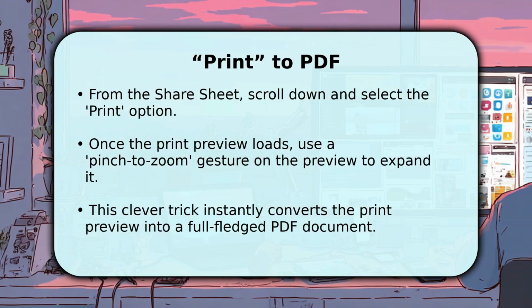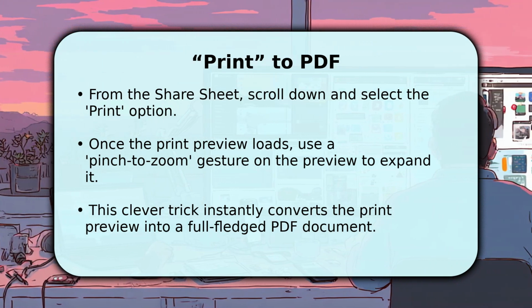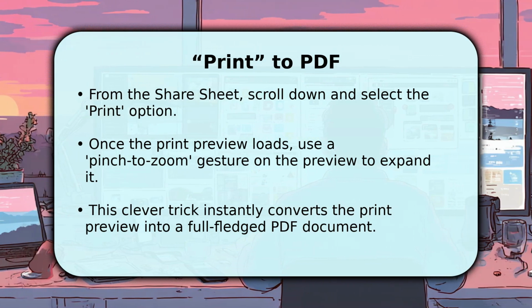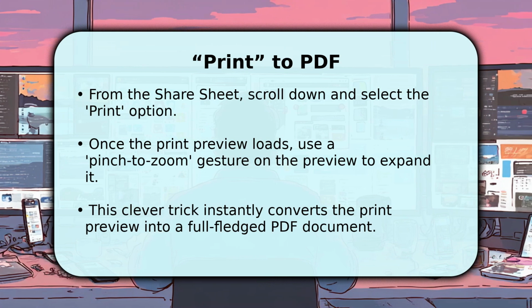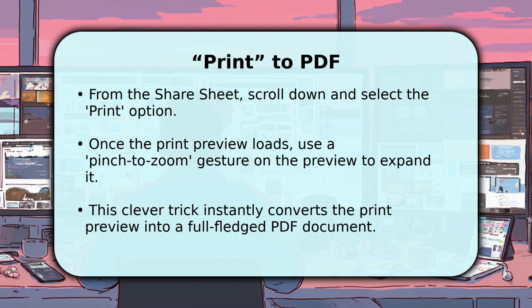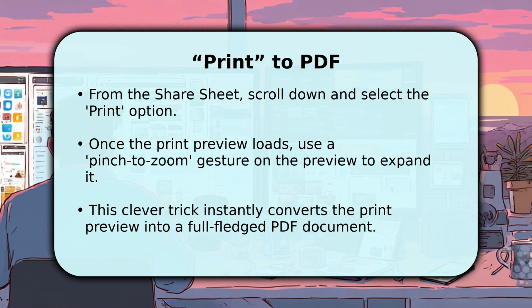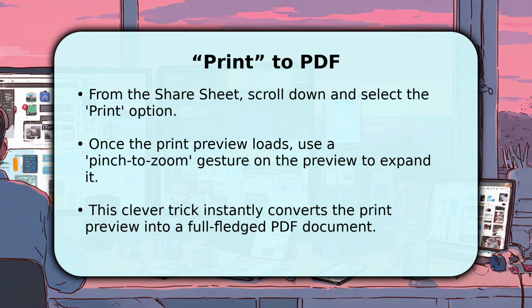Once the Share sheet appears, scroll down until you see the print option and tap on it. Your device will then generate a print preview of your note. Here's the cool part. Take 2 fingers and perform a pinch-to-zoom gesture on that preview. It might feel like you're just zooming in, but what you've actually done is turn that print preview into a fully functional PDF file, ready for its final step. It's a neat little trick.